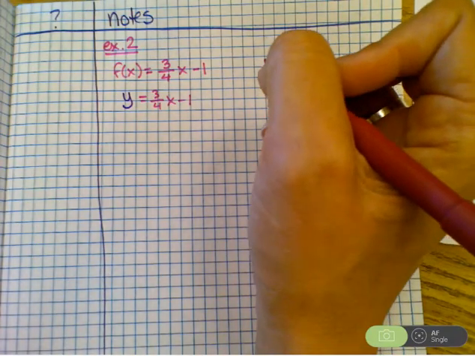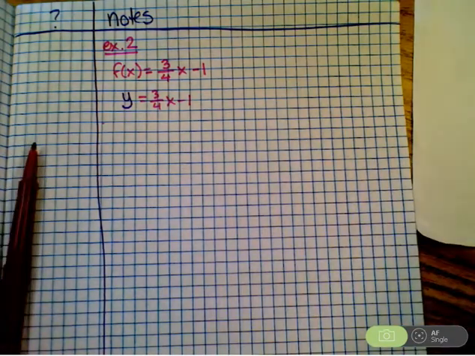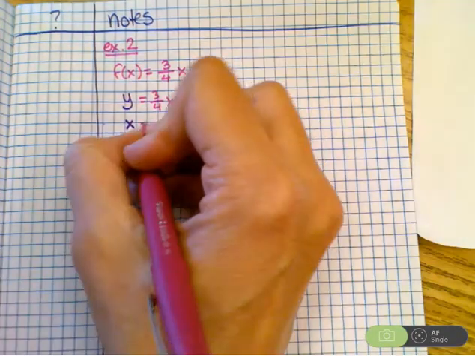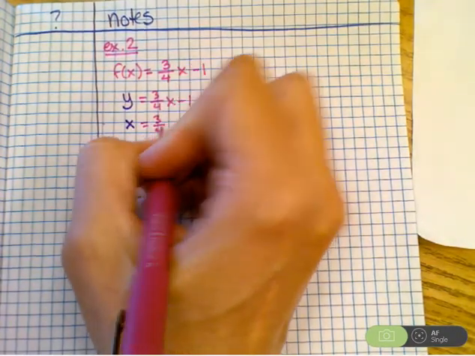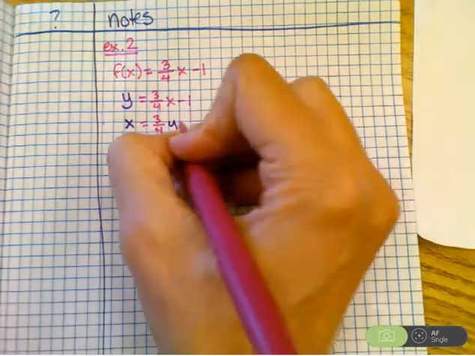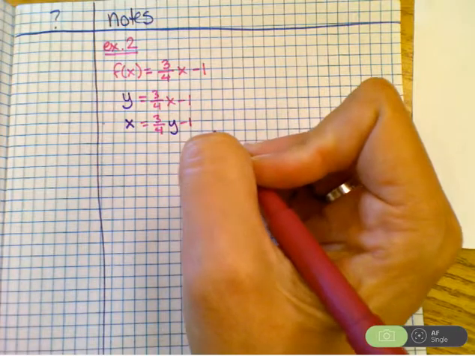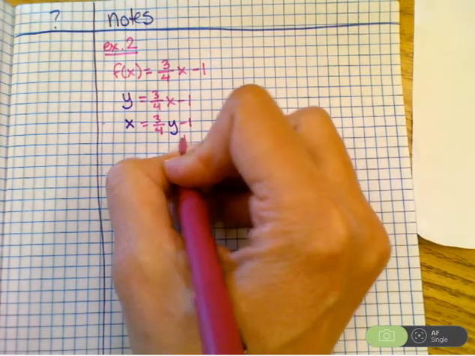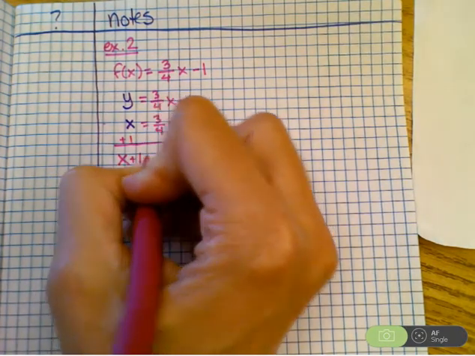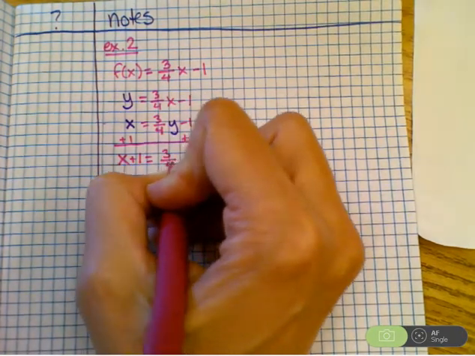So when we switch our x and our y, we get x equals 3/4 y minus 1. Now we need to solve for y. So we add 1 on both sides. x plus 1 equals 3/4 y.